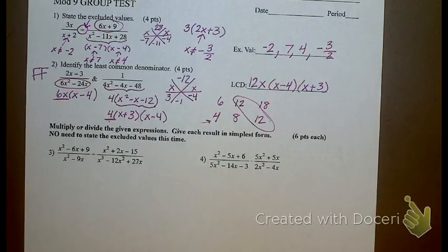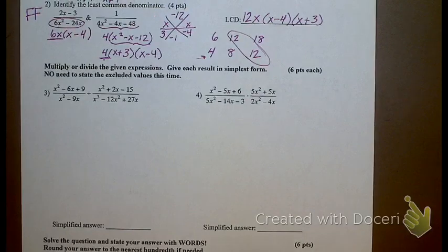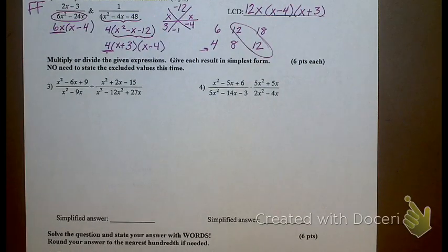Questions there? Those were 4 points each. Now we get into ones that are 6 points each. I am going to give you workspace, obviously, because you're going to need to show this.